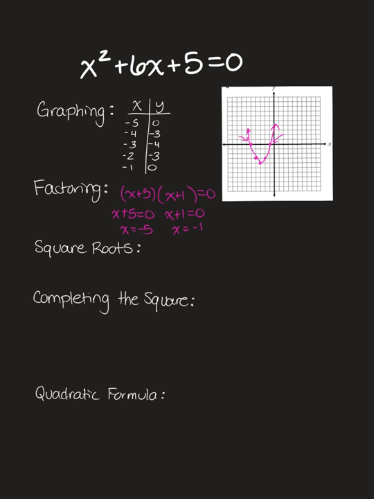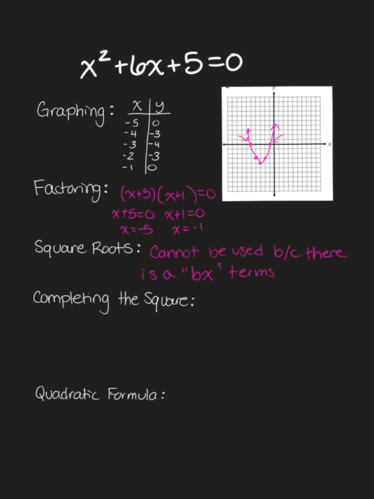So next is square root. So we can't actually solve this using a square root because we have a bx term. We have that middle term there. So it cannot be used because there is a bx term. So square roots are only used whenever you have the x squared and then the number.